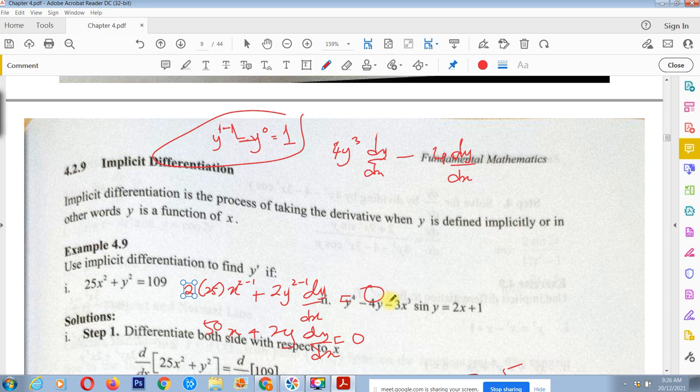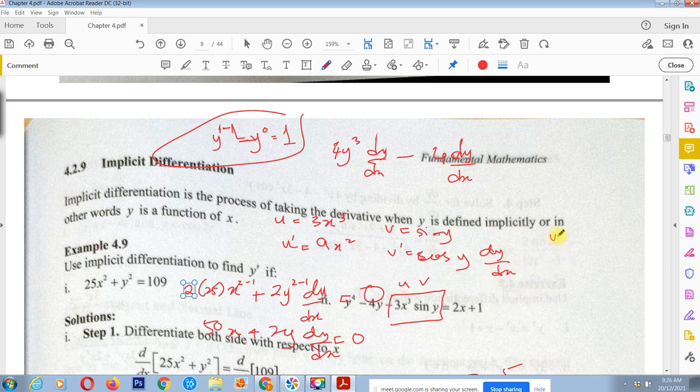So we have this one. This one is product rule. So how to deal with product rule? We have u, v. So what is u? u is 3x cubed. v equals sine y. So u prime is 9x squared. v prime equals cos y dy dx.